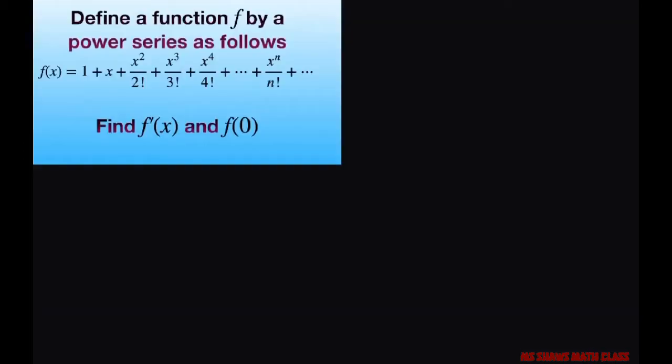So let's see what we have. This is our function, and we need to just recall what n factorial is. n factorial equals n times n minus 1 times n minus 2 times, and then we go all the way down to 3 times 2 times 1.